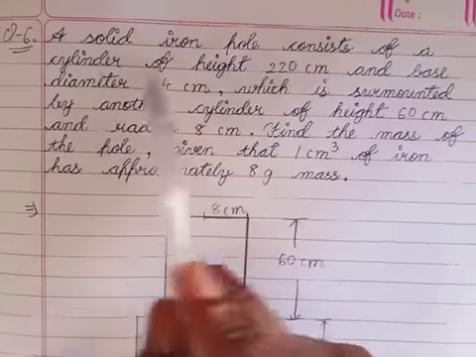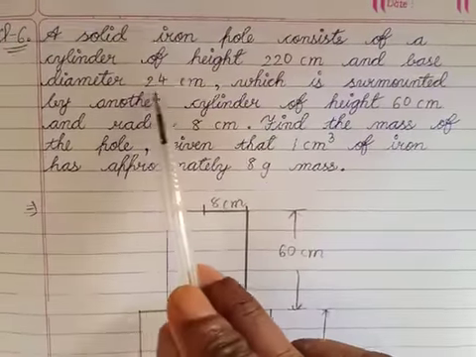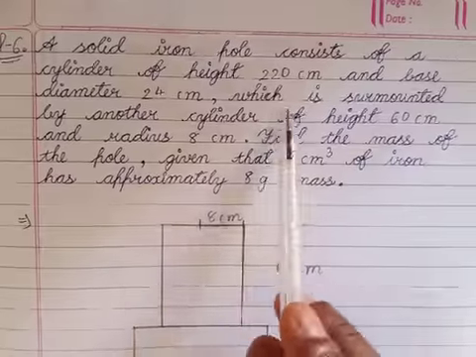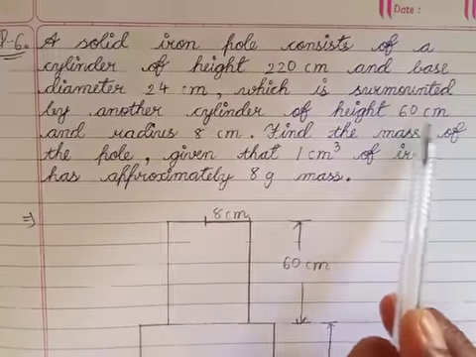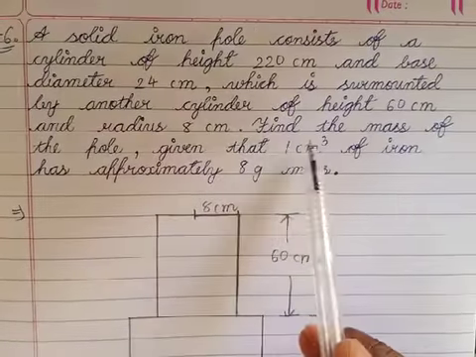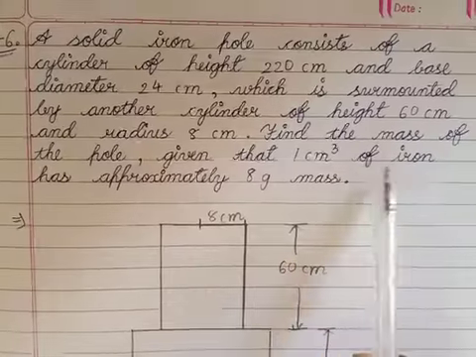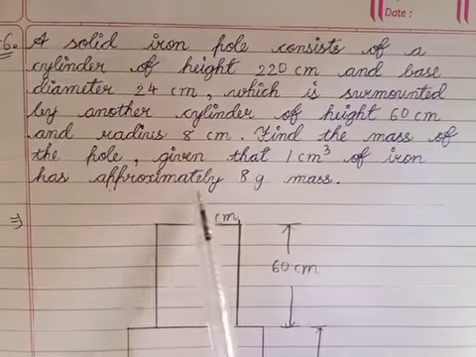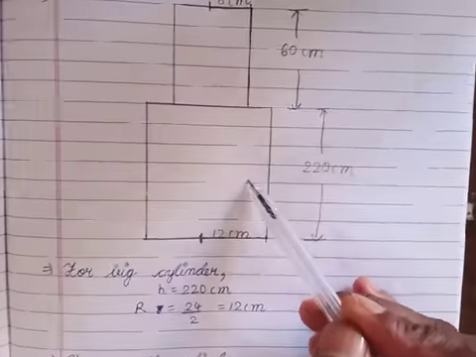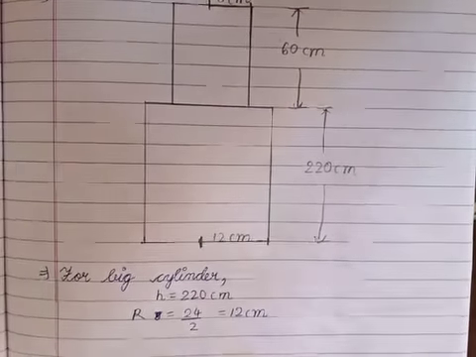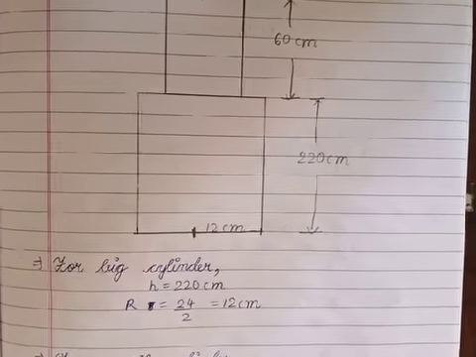An iron pole consists of a cylinder of height 220 centimeter, and the base diameter is 24 centimeter, which is surmounted by another cylinder of height 60 centimeter and radius 8 centimeter. Find the mass of the pole, given that 1 centimeter cube of iron has approximately 8 gram of mass. So we have to find the volume of the big cylinder and the small cylinder, add them, and then convert them into gram.